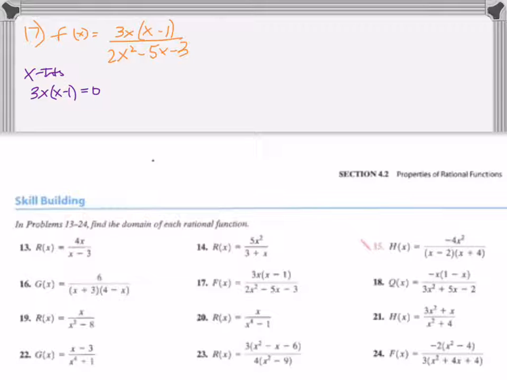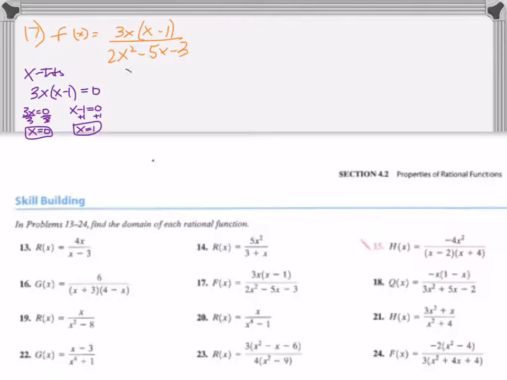All right, so I can set each piece equal to 0, so 3x equals 0 and x minus 1 equals 0, using the zero product property. Divide by 3, x equals 0, that's one of my x-intercepts. And then add 1, and x equals 1. That's another one of my x-intercepts. Cool, so two x-intercepts, that's totally acceptable. We can absolutely have two x-intercepts with rational functions.